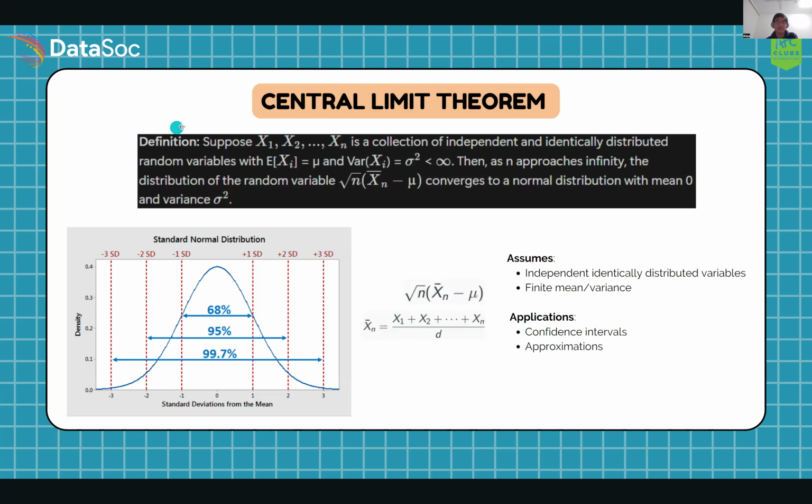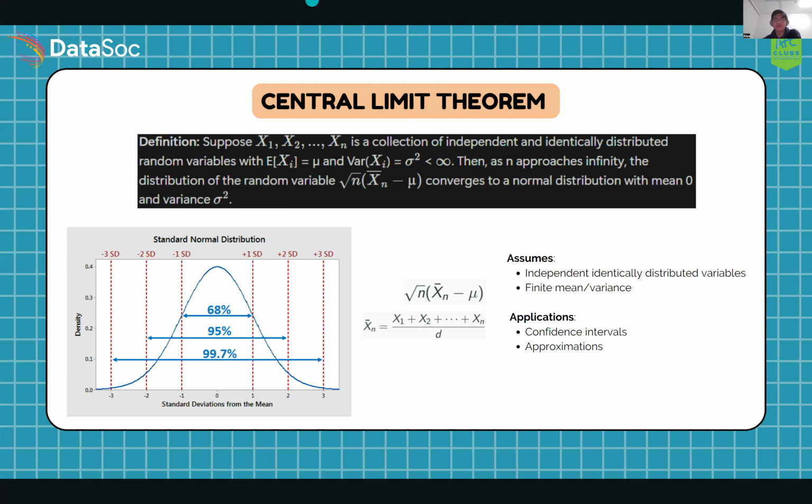Now we'll move on to the central limit theorem. The definition in the textbook basically says, suppose x1, x2, all the way to xn is a collection of independent and identically distributed random variables where the expected value of xi is mu and the variance is sigma squared, which is less than infinity. Then as n approaches infinity, the distribution of the random variable square root n times the mean of x minus mu converges to a normal distribution with mean 0 and variance sigma squared.